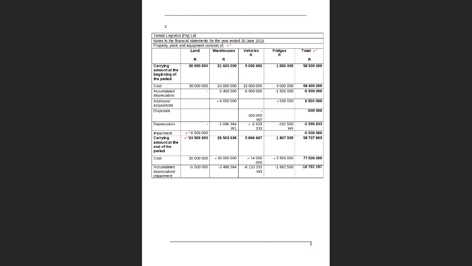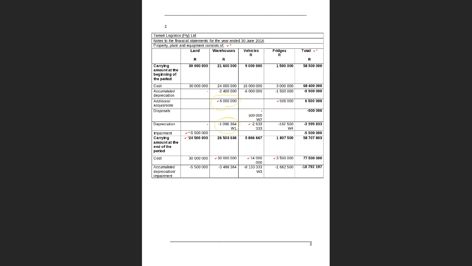Remember the opening balances are given to you, and then we show the addition. So the question was asked, are we not going to show the refurbishments as an addition? Yes, we will. So you will add the 6 million there. That was the refurbishment. Then your depreciation calculation. This is the complicated calculation which we just did together.